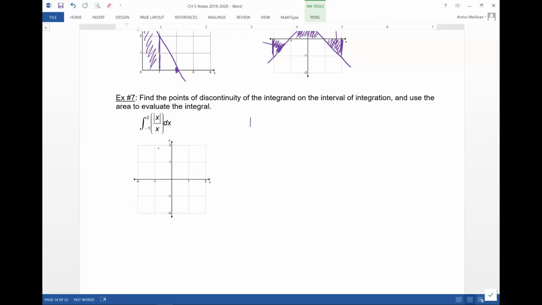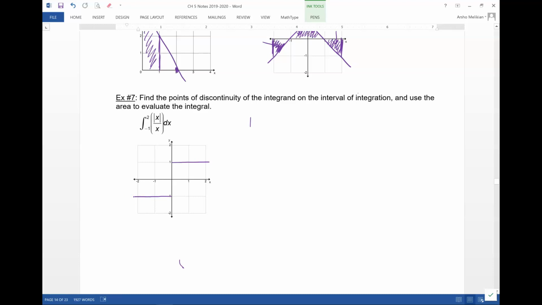Last one. So I have x over x. If x was 1, what would I get here? What would y be? 1. What if x was 50? 1. What if x was 70? 1. So it's 1, 1, 1, 1, 1. What if x was -1? Now this would be negative. What if x was -2? -2, and so on. And so here it's this.